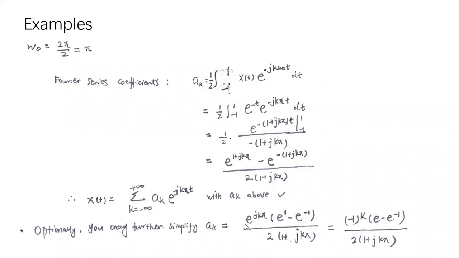So we can write it here, in the front of the numerator, and then it is the exponential 1 minus exponential minus 1. Then we write the exponential jk pi as minus 1 to the power of k. So you can simplify the Fourier coefficients in this form.